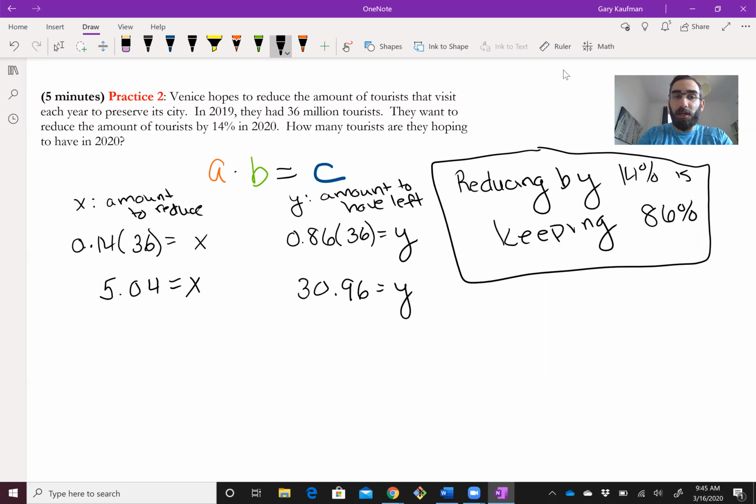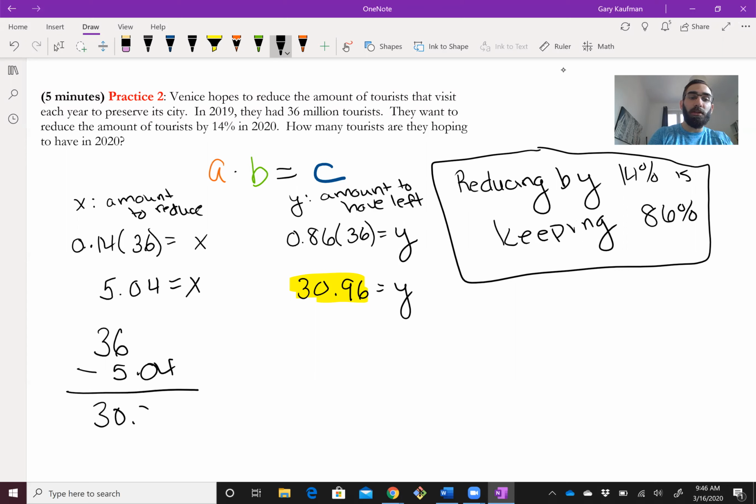Now the end question says, how many tourists are they hoping to have in 2020? Well, the way on the right has answered it, 30.96. The way on the left, I now have to say 36 minus 5.04, which gives me 30.96 million tourists. So I can still get to the answer. It just requires that extra step at the end versus the beginning when we change the percentages.